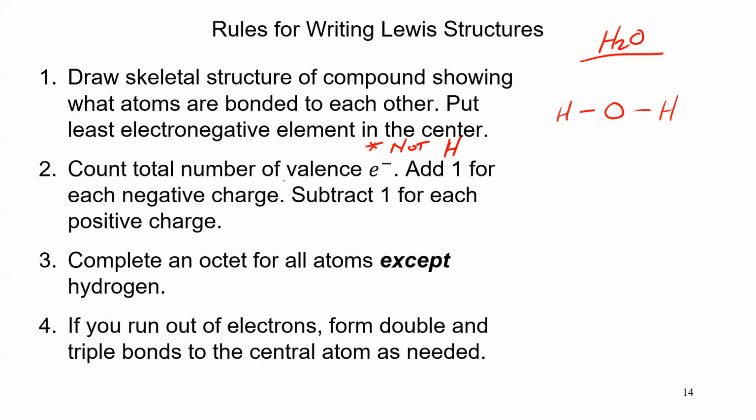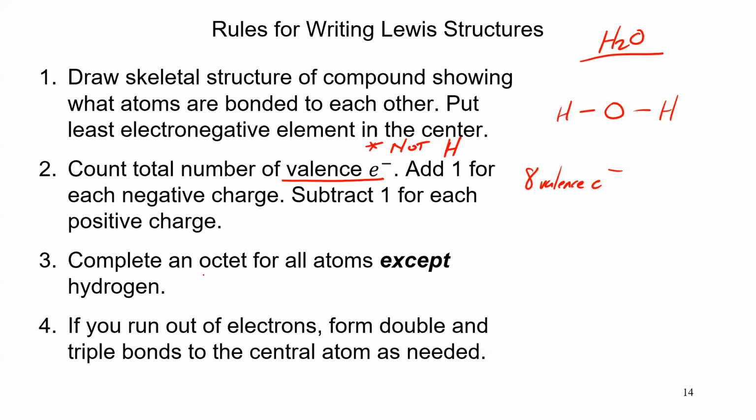We're going to count the total number of valence electrons. Only valence electrons are involved in bonding, and so we don't worry about the number of core electrons, only those electrons in the outer shell. If we have an ion, a polyatomic ion, we're going to add electrons for negative charges or remove electrons for positive charges. Now, each hydrogen comes with 1 electron, oxygen comes with 6 valence electrons, and so for us, that's 8 valence electrons.